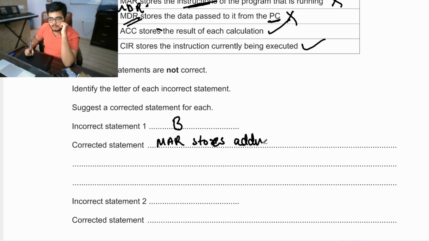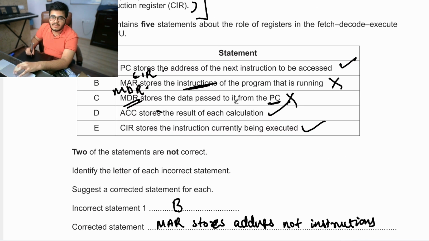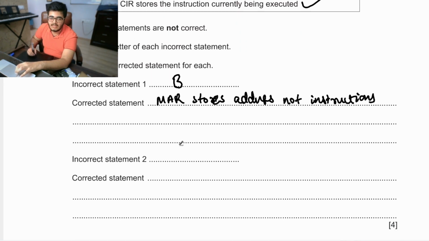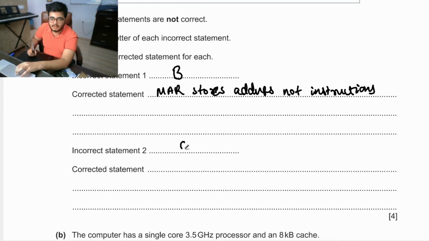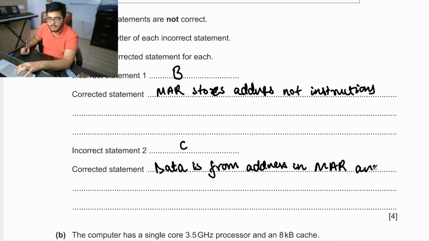address, not instructions, right? Or you can write it vice versa, that CIR stores the instructions of the program, right? Not MAR. Then the incorrect option will be option C, and the explanation for this will be data is from the address in MAR and not PC.